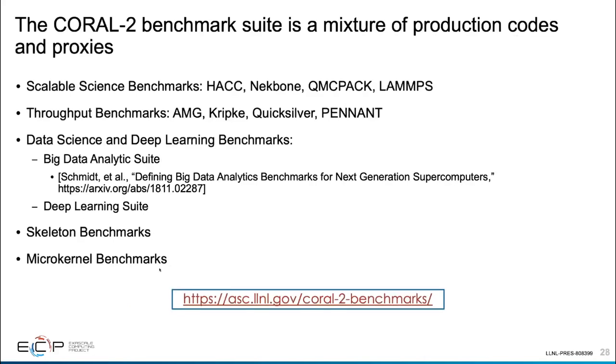Eventually, what we ended up with was a mixture of production codes and proxy apps in the benchmark suite. So we have some full production apps that we use for scalable science. Many of you will recognize these. And for throughput benchmarks, we use things that tended to be more along the proxy app side of things. And then we added some deep learning and some skeleton and microkernel benchmarks, which I would also consider proxies in many ways. If you want to find these things, you can go look at the CORAL-2 benchmark page on the web. And that's a good place to find benchmarks that we've put some pretty significant thought into and are probably pretty well set up in terms of their run rules and their figure of merit.